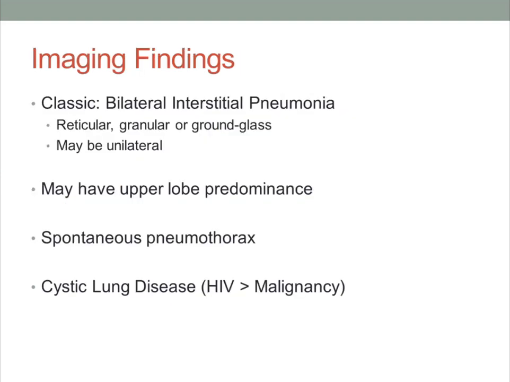The imaging findings, classically, are described as bilateral interstitial infiltrates. They may be described as reticular, granular, ground glass. The cystic part about pneumocystis pneumonia is more seen in HIV. You actually rarely see cysts in malignancy-associated cases. There tends to be an upper lobe predominance, and a lot of that's because of aeration and just where the organism is. Spontaneous pneumothorax is another classic presentation that may show up on the boards to key you in on thinking about pneumocystis, especially in HIV.